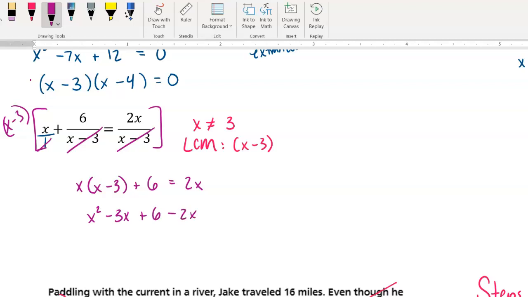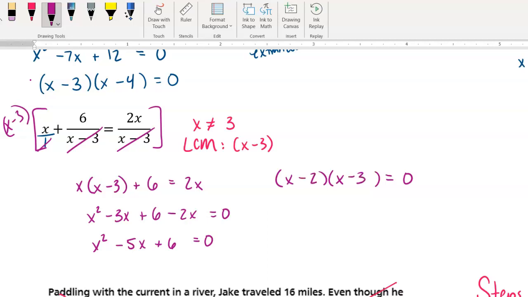I'm going to have to get this equal to 0 anyhow, so I'm just going to do that now. I subtracted 2x from both sides. So now I can simplify the left side. Negative 3x minus 2x is negative 5x. So let's factor that down. What two numbers multiply together to be positive 6 that add together to be negative 5? Well, that would be negative 2 and negative 3.